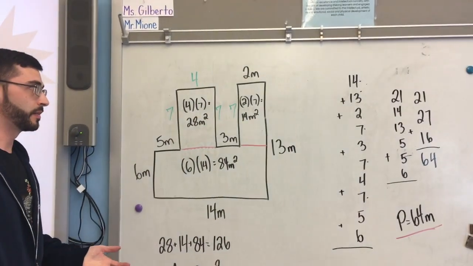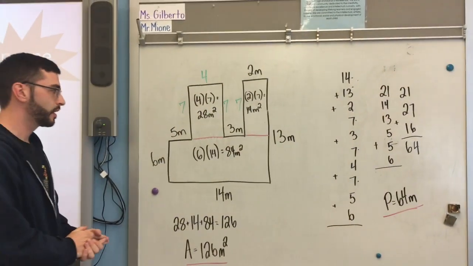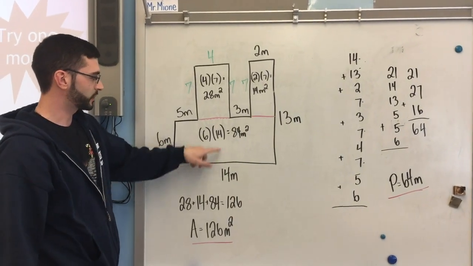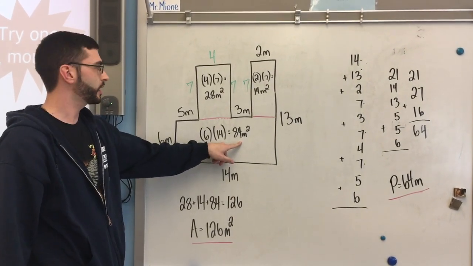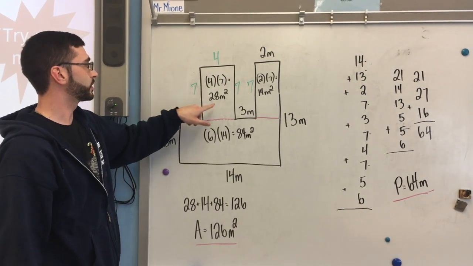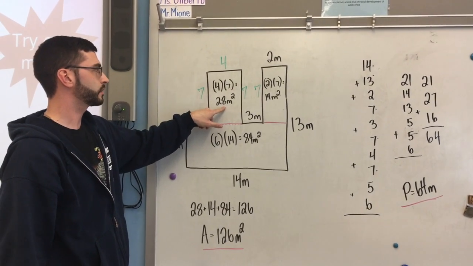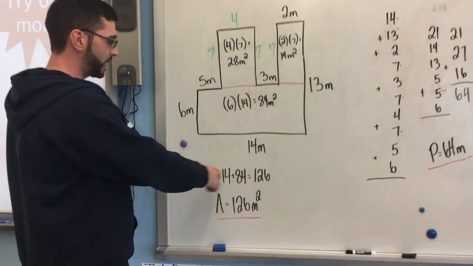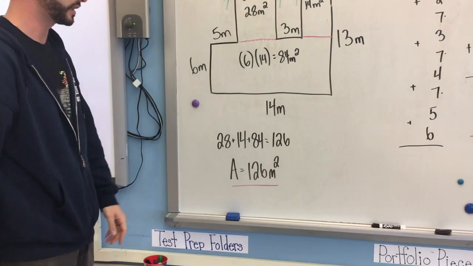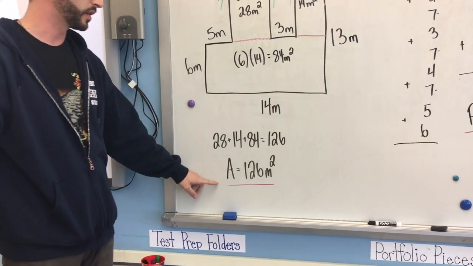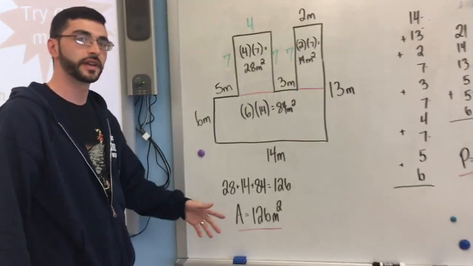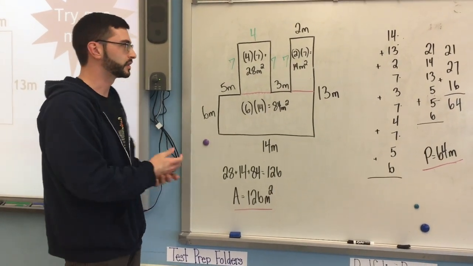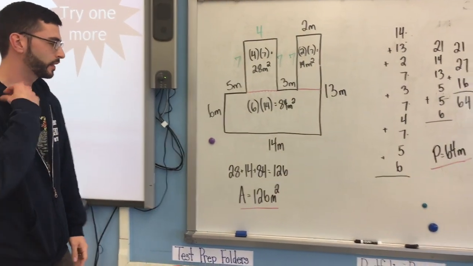So now that I have all my missing side lengths, I just substituted my length times width, since we're working with 3 rectangles. 6 times 14, that gave me 84 meters squared. Up here, 4 times 7, 28. Here, 2 times 7, 14. And then I added them all together. 28 plus 14 plus 84 gave me 126 meters squared. Don't forget, that's only one way you could have solved it. You could have decomposed it another way. That's just the way that I happen to do it.